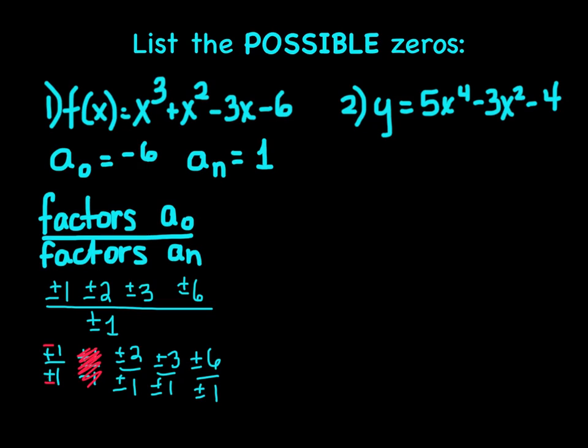These are all of the possible rational zeros. Notice they're all ratios. Okay? All right, let's try number 2. Okay, I want you to fill in what a sub 0 is and what a sub n is.